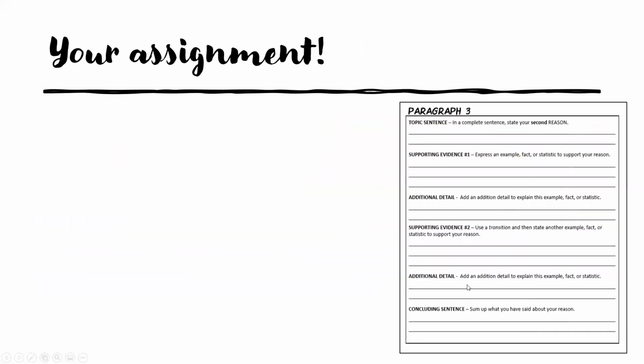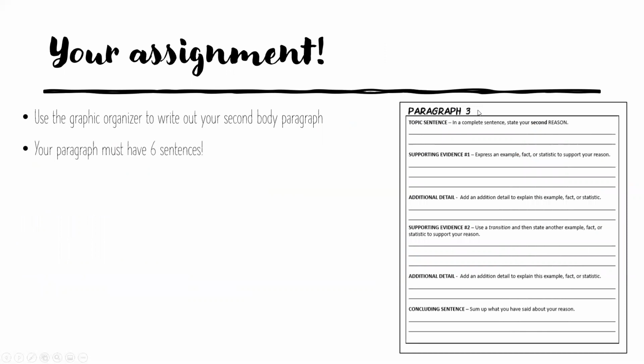All right, so here's your assignment today. You're going to use this graphic organizer to write out your second body paragraph. Notice how it says paragraph 3, because yes, we're working on our second body paragraph, but overall we're working on the third paragraph of our entire essay. Your paragraph must have 6 sentences. That's what we should shoot for. However, if it does not, and you're using what the previous example did, that's okay, as long as you make sure that you have an additional detail somewhere in your body paragraph.